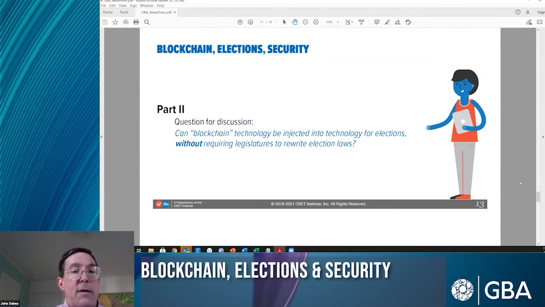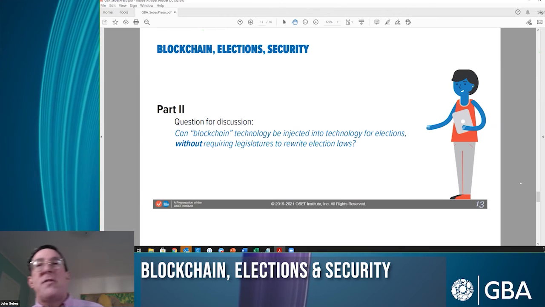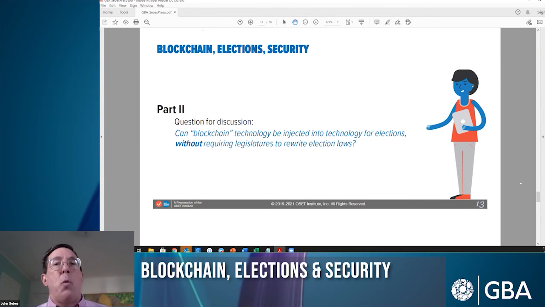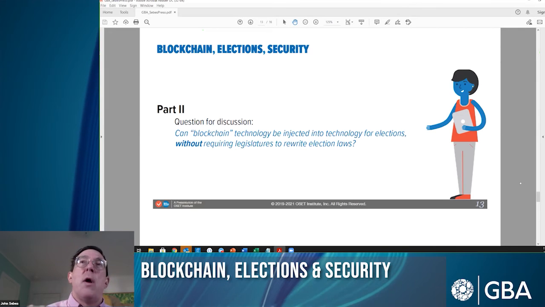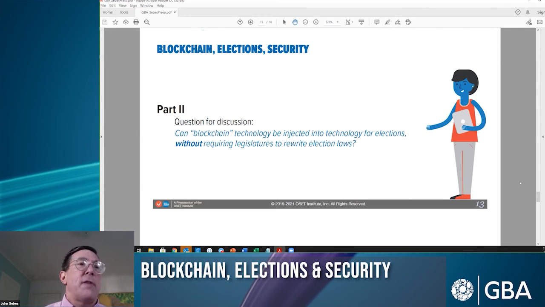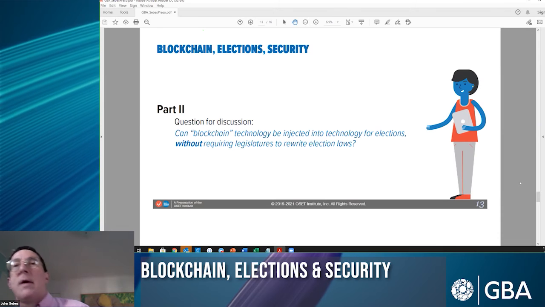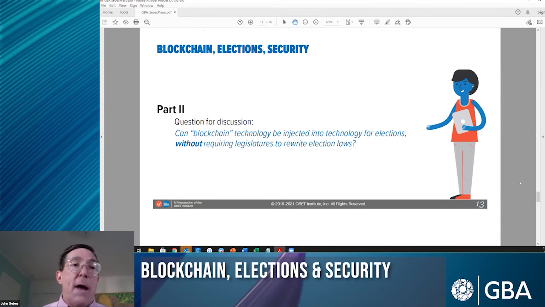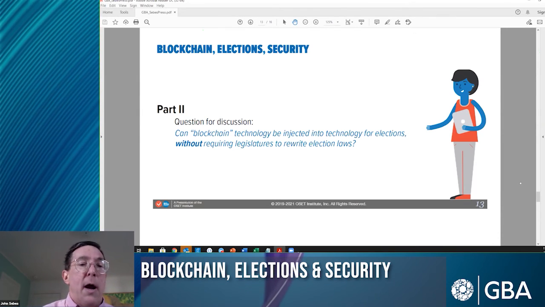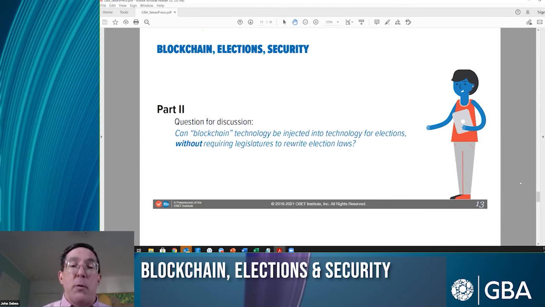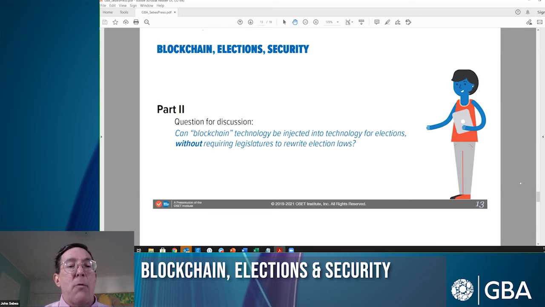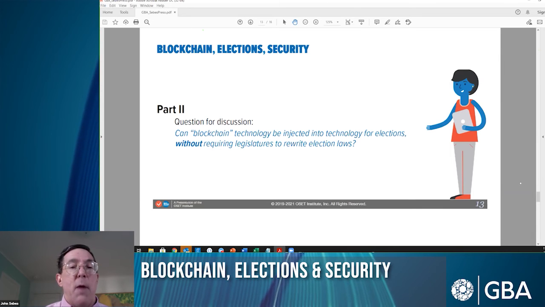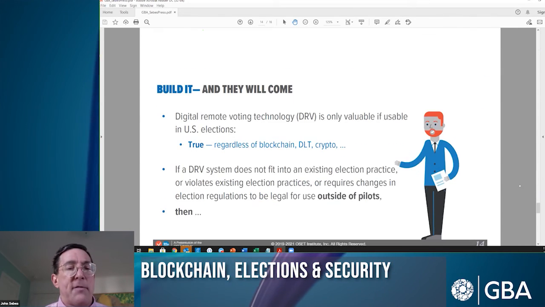Right. So everything that I just said really boils down to, when we digitally automate parts of elections that are done with paper, we need to retain the processes, procedures, and adherence to legal requirements that have been established for paper ballots. So I think a great question for discussion is, how can blockchain, or really digital ledger technology, be injected into the technology of elections without requiring legislatures to rewrite election laws? And if you could advance the slide one more time, I think we'll be done.